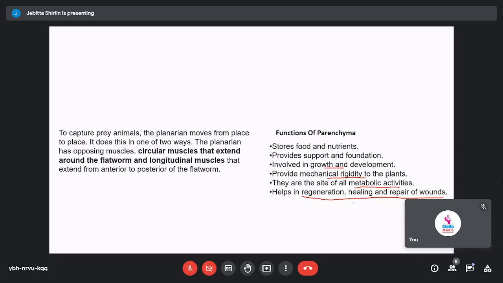When we get hurt, after some time you will see there is a layer of tissue growing on it. Isn't it? That is what is wound healing. And that is nothing but the parenchymal cells. So wound healing and repair of wounds, regeneration, all these are concerned with the parenchymal cells. None of the animals have this parenchymal tissue layer, what we have there as options.